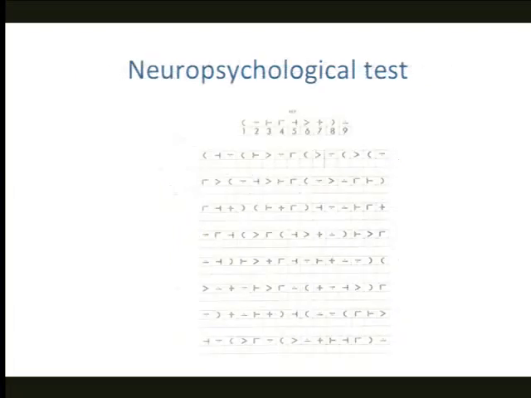Here's another example of a neuropsychological test. This one's called a digit symbol. And here you can see there's a key at the top, and then there's a bunch of symbols, and your goal is to fill in the appropriate number according to the key for those symbols. And again, I want you to work as quickly as you can without making any mistakes.